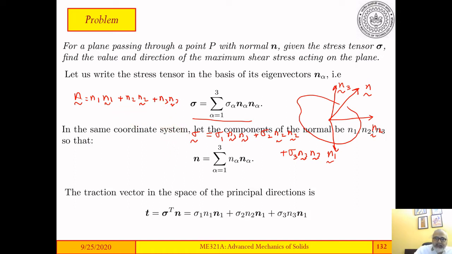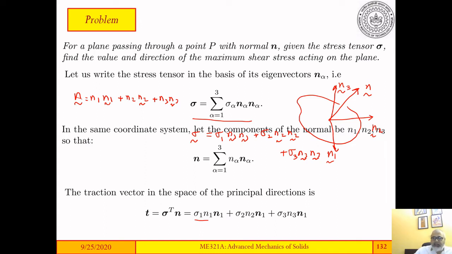Now let us write the traction. Traction is sigma transpose n, and if you take the transpose of this, you get the same thing, and then multiply it with the normal. So if you do that, this is what you will get. Sigma 1, sigma 2, sigma 3 are the eigenvalues of the stress, and n1, n2, n3 are the normals expressed in terms of components in the space spanned by the principal directions.